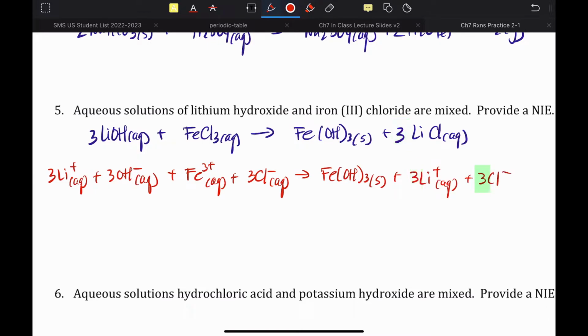So anyway, we dissociate everything that is both aqueous and ionic, bearing in mind the respective numbers of each.